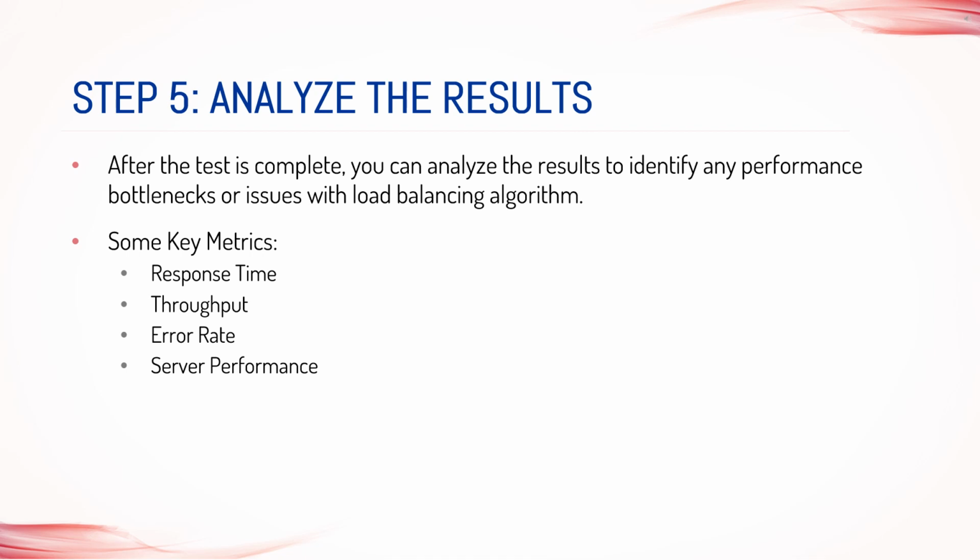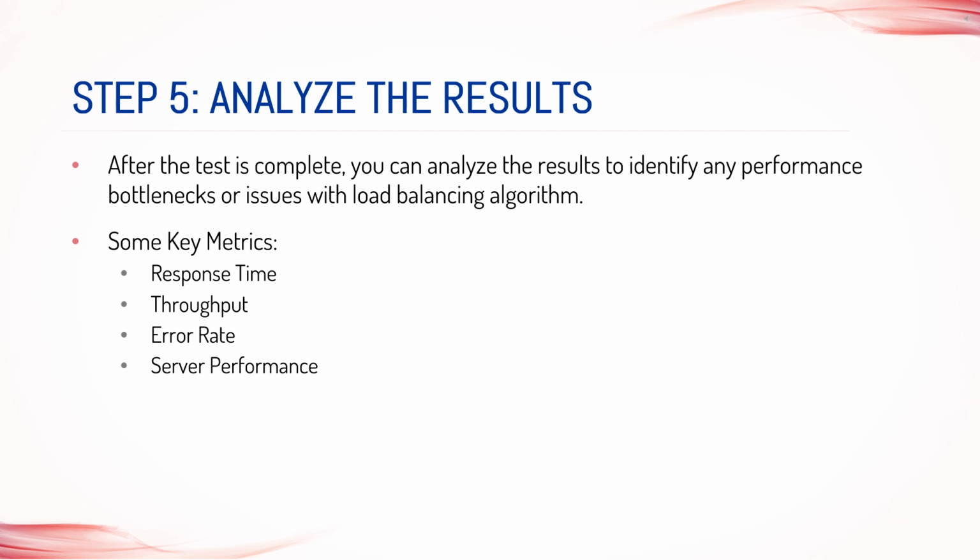Some of the key metrics that need to be analyzed include response time. This metric measures the time it takes for the web application to respond to each request. High response times indicate that the web application is struggling to handle the load and the load balancing algorithm needs to be optimized. Throughput. This metric measures the number of requests that can be processed by the web application per second. Low throughput indicates that the web application is struggling to handle the load and the load balancing algorithm needs to be optimized.